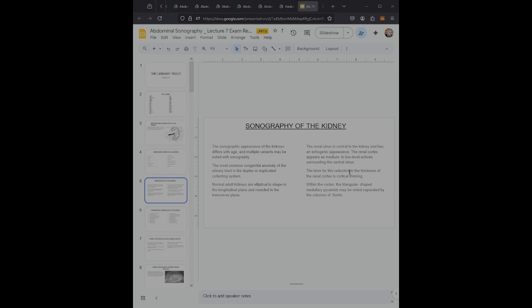The renal sinus is central in the kidney and has an echogenic appearance. The renal cortex appears as medium to low-level echoes surrounding the central sinus. The normal cortex should be more hypoechoic or isoechoic to the liver or the spleen, and it should measure more than 1 centimeter in thickness. Echogenicity of the kidney is as follows. The renal medulla is hypoechoic to the renal cortex. The renal cortex is hypoechoic or isoechoic to the liver.